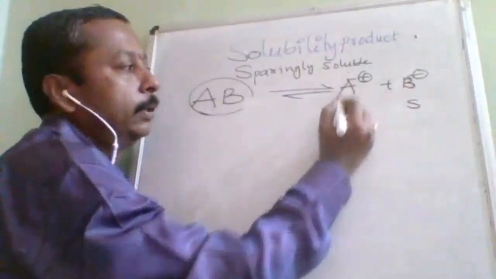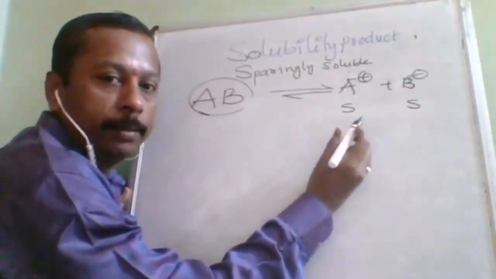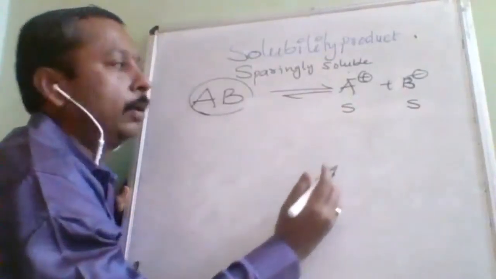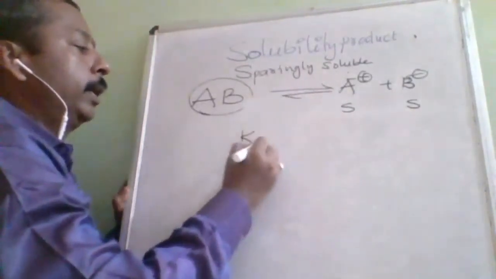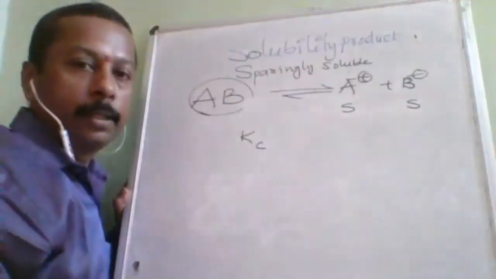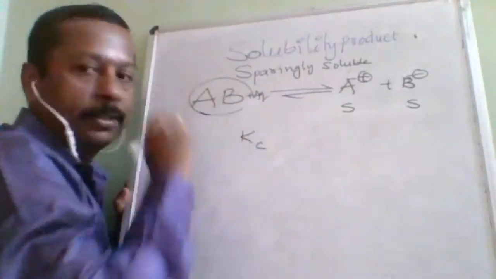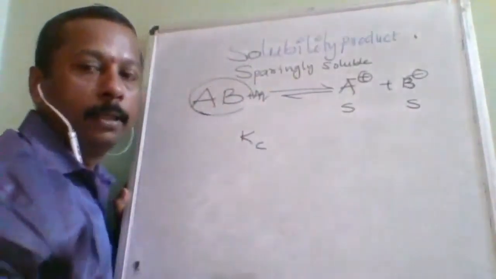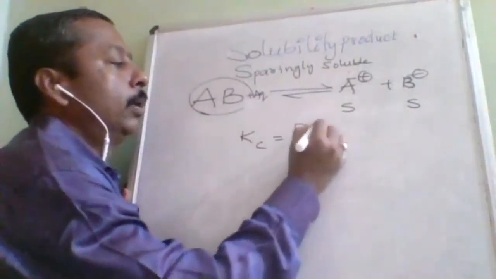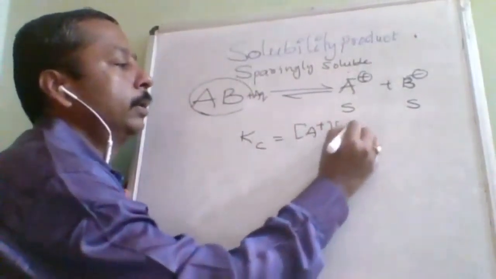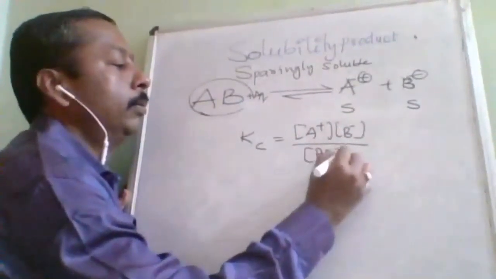If it is 3, then 3S. So if there is no coefficient, this will be S and S. Now, as I told you, K is just like an equilibrium constant. A salt is soluble only when it is dissolved in a suitable solvent like water. So Kc is equal to the concentration of A plus times the concentration of B minus, divided by the concentration of AB times the concentration of H2O.